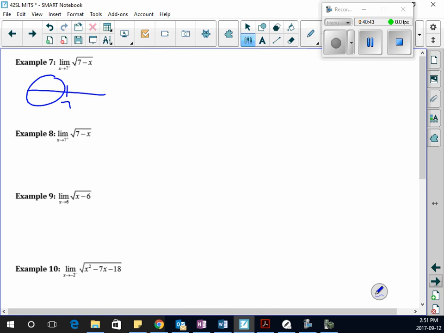8. The left. 6. 6 is on the left. Sure. 8 is not on the left of 7. If I put 6 in there, will I get positive or negative? Positive. So what is this answer?